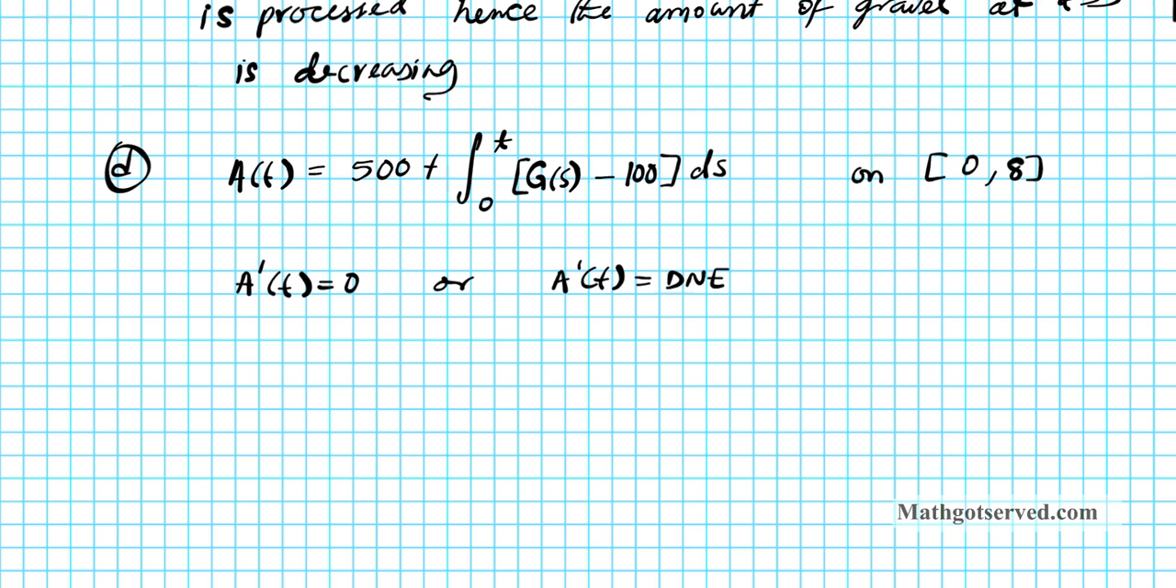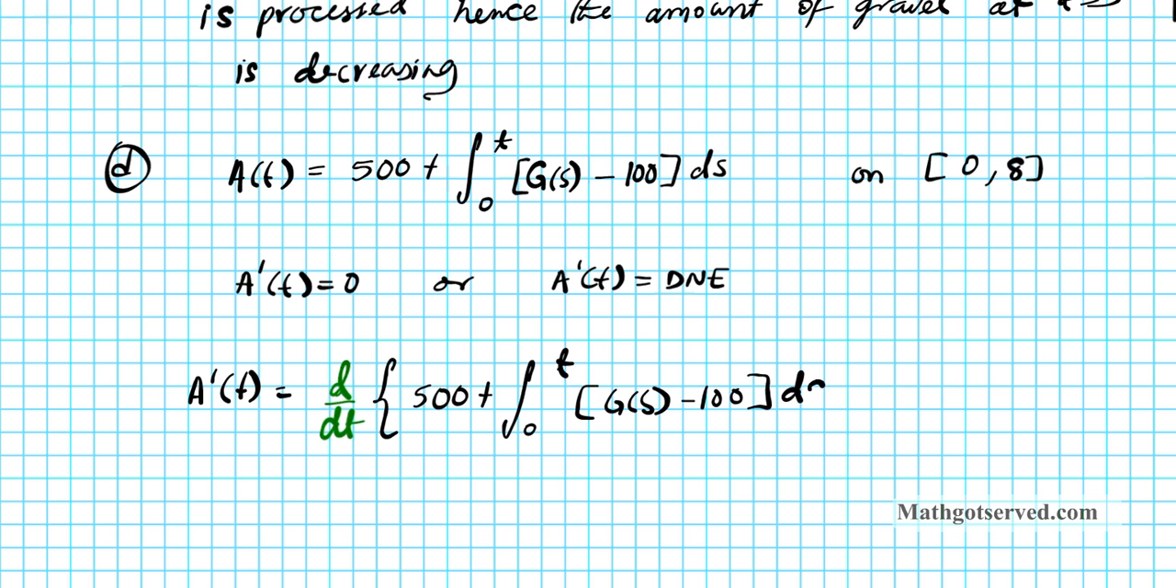To find when the derivative is equal to 0, we'll simply differentiate this function right here, and then set it equal to 0 and solve. Okay, so we're going to find A prime of t, which is going to be the derivative d/dt of this entire equation right here: 500 plus the integral from 0 to t of g of s minus 100 ds.